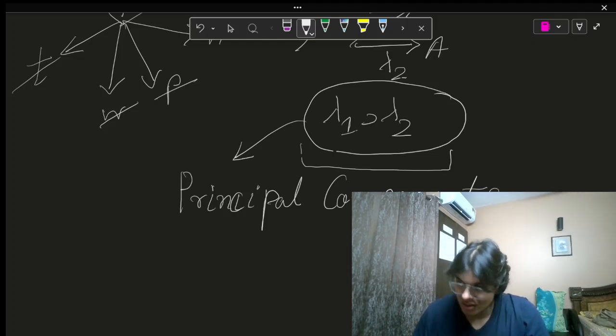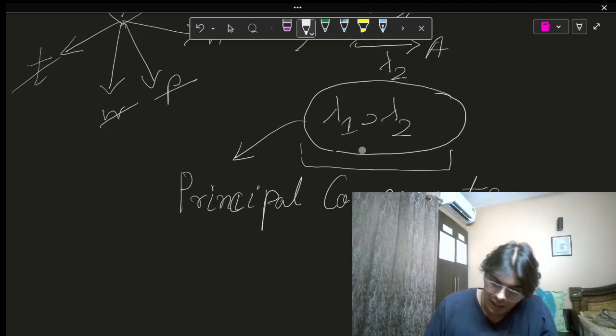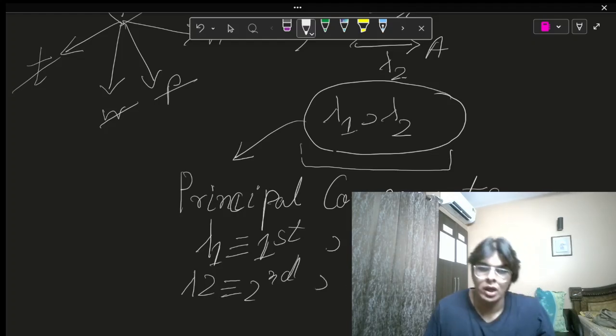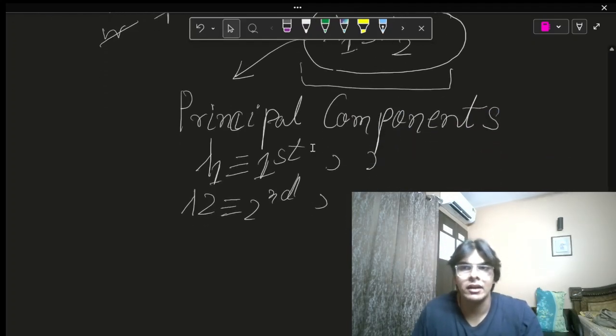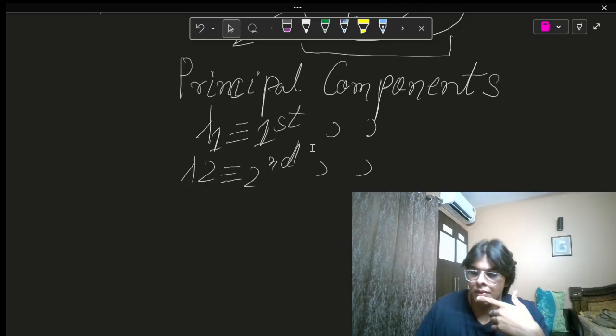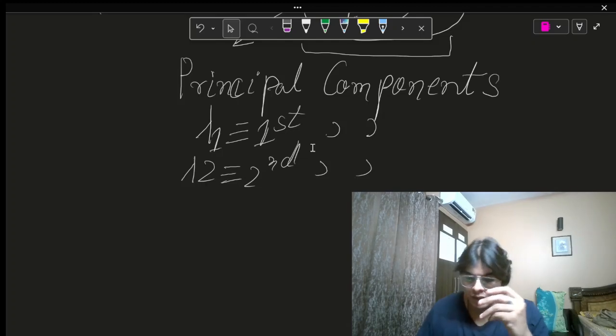Okay, let's say lambda 1 is the larger one. The largest lambda value is called the first principal component. Lambda 2 becomes the second principal component, and so on we can get them. Usually 2 to 3 principal components are taken, not much, because if we take too many principal components, it sort of defeats the purpose of reducing the dimensionality of the data set. Okay, so this is it.